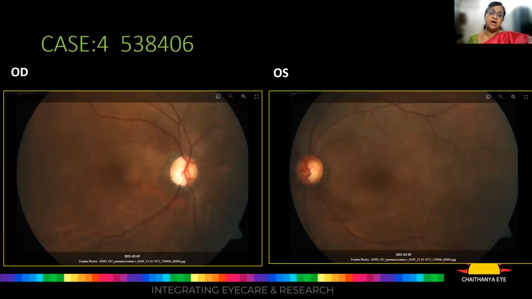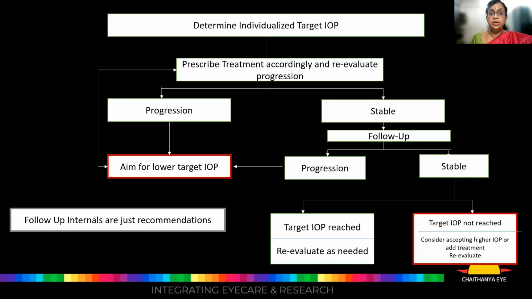This is the fourth case, an asymmetric POAG. POAG, as we all know, is a disease of exclusion, and the asymmetry is well evidenced between the two eyes. Again, this was shown to realize that you have to individualize target intraocular pressure. Either eye has to have a separate target, and you have to prescribe treatment accordingly and evaluate progression, whether the patient is stable or progressing.